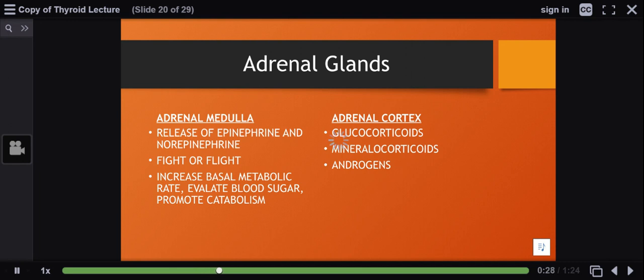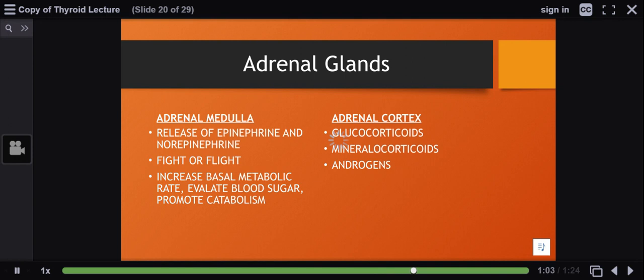The adrenal medulla is part of the autonomic nervous system and works with those functions that release epinephrine and norepinephrine and works with our fight or flight hormones. The adrenal medulla is responsible for increasing basal metabolic rate, elevating blood sugar, and promoting catabolism. This would include the breakdown of muscle protein to amino acids or the breakdown of fat.